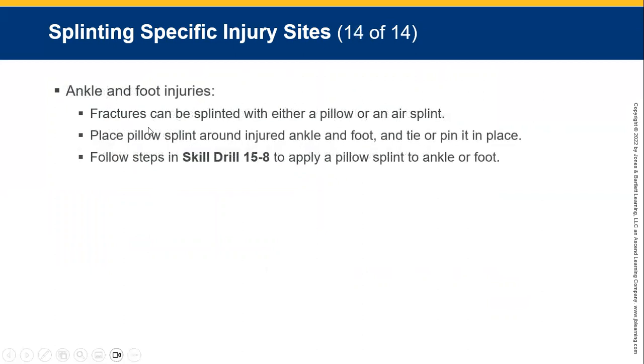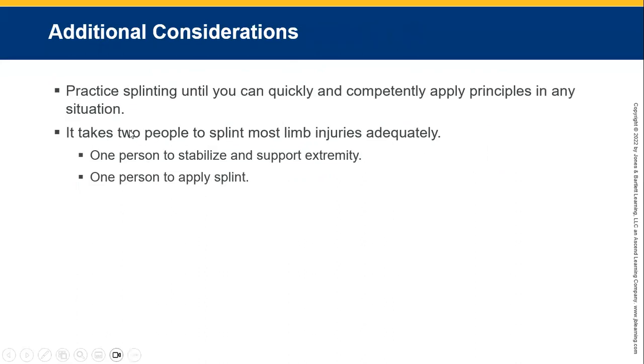Fractures of the ankle and foot, you can splint with a pillow or an air splint. If the patient's boot is on, please don't remove the boot unless the foot is swelling, or you need to see for some bleeding. The boot will actually keep the ankle in shape and prevent it from becoming deformed when it's loose and out of the boot. You need to be able to splint quite effectively on your own, but most splinting requires two people to put it together and to stabilize the limb properly.